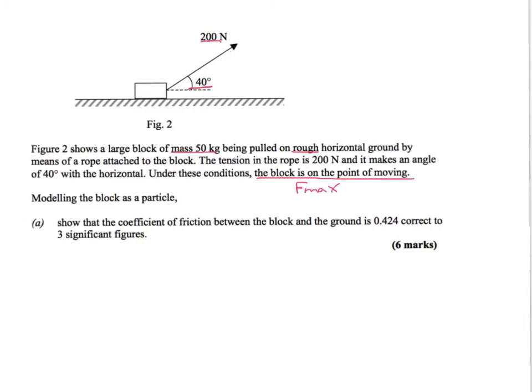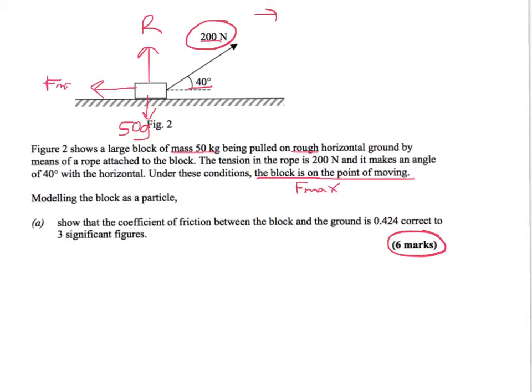Now, modelling the block as a particle, show that the coefficient of friction between the block and the ground is 0.424, correct to 3 SF. It's for 6 marks, which is quite a lot. So what do we do first? We draw in the forces. We've got the weight, 50g. We've got the reaction, R. We've got the friction, which is opposing motion. The tension in the string is trying to pull it that way, and friction is trying to avoid that.